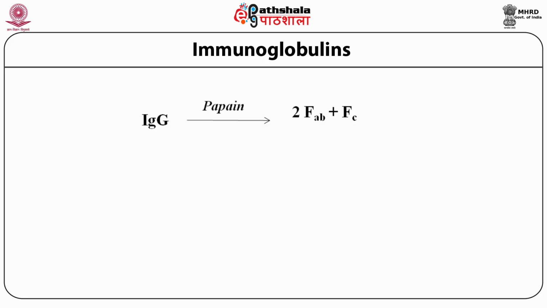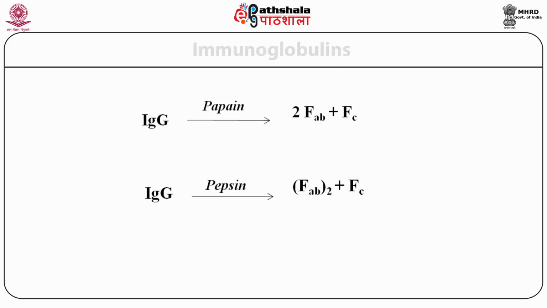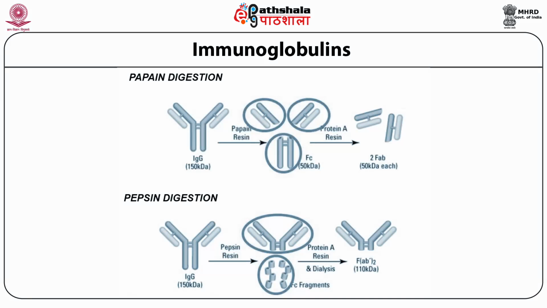It was the further work by Michael Heidelberger and Robert Valentine which showed that another protease, pepsin, cleaved Ig differently. The two Fab fragments were held together by a disulfide bond. The difference in the fragmentation pattern by papain and pepsin is shown here. With papain, IgG produces three fragments of similar size, two Fab and one Fc. Pepsin digestion produces one Fab2 fragment and numerous small peptides of the Fc portion.